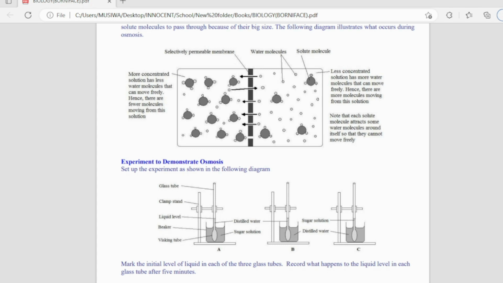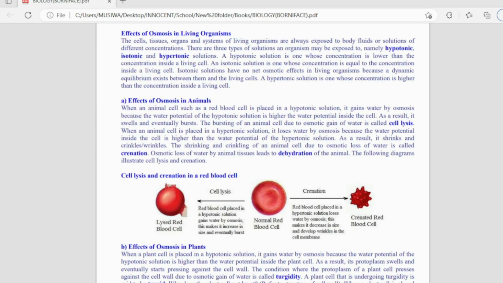Well, now that is done, we'll quickly look at the type of solutions that we'll be looking at. So we have a hypotonic solution, isotonic solution, and hypertonic solution. Hypotonic solutions are the ones whose concentration is lower than the concentration inside a living cell. An isotonic solution is one whose concentration is equal to the concentration inside a living cell.